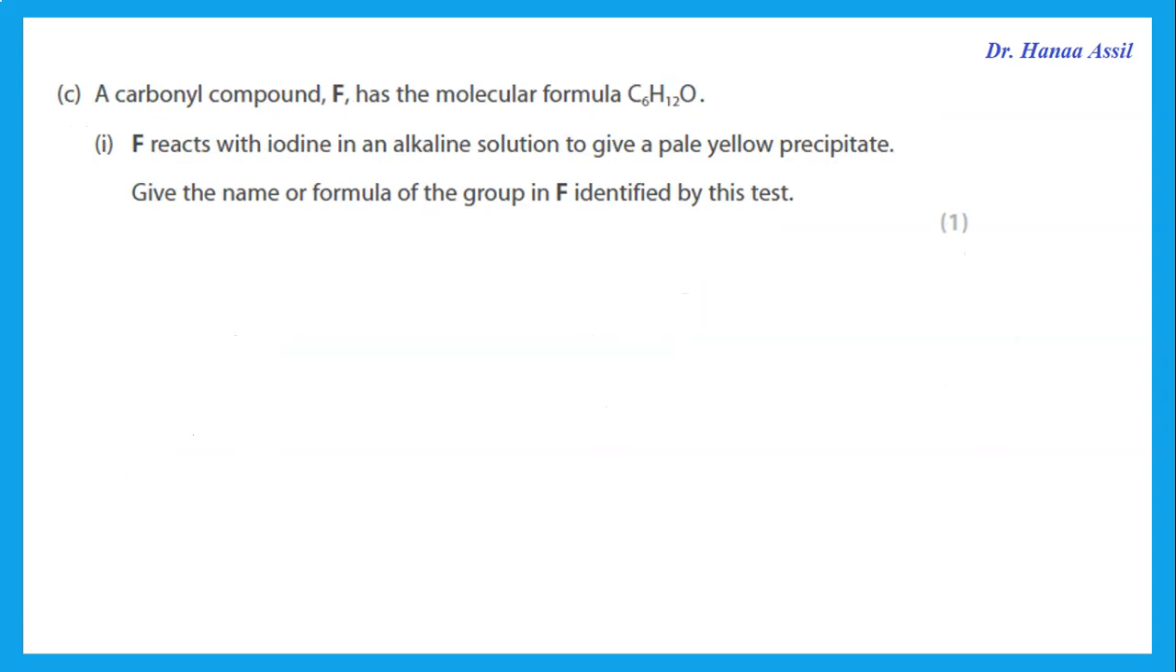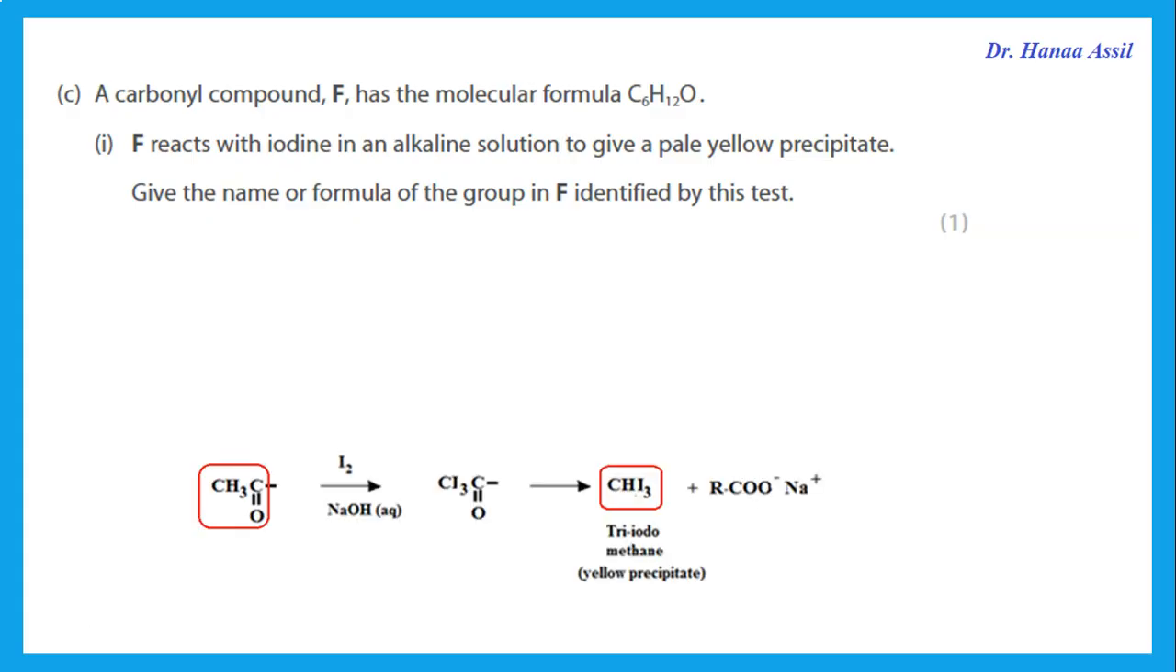A carbonyl compound F has the formula C6H12O. Now, the first thing we know about F is that it reacts with iodine in alkaline solution to give a pale yellow precipitate. What kind of compound reacts with iodine in alkaline solution? Remember, this is what we call the iodoform test.